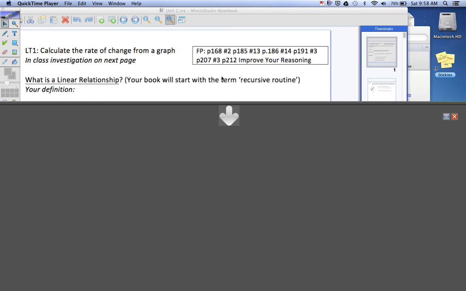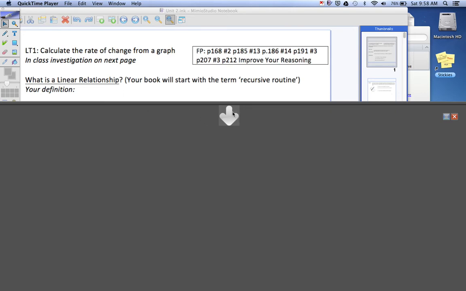Okay, so this is Unit 2, Learning Target 1, calculate the rate of change from a graph. So what I want you to first do on your note sheet is jot down your definition in your words of a linear relationship. Whatever you can remember, any terms, if you want to bullet it, I don't care, whatever you can remember about linear relationships. So just pause and do that real fast.